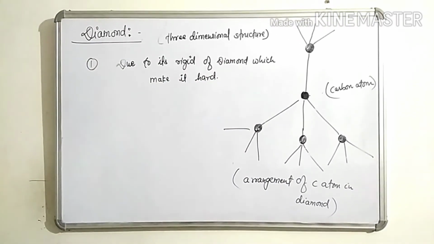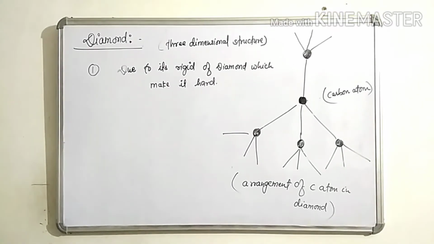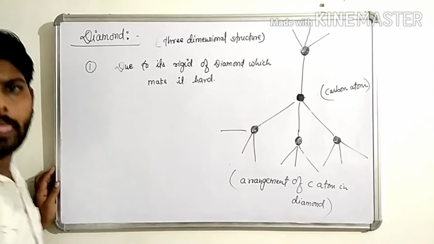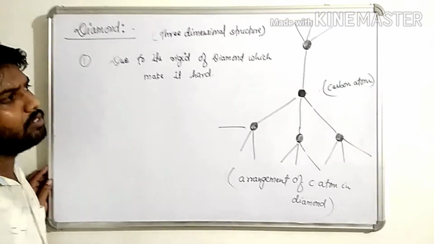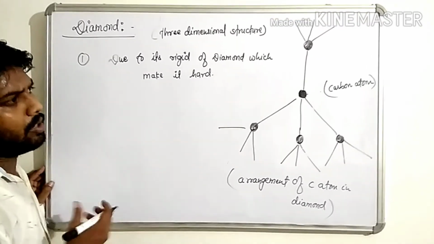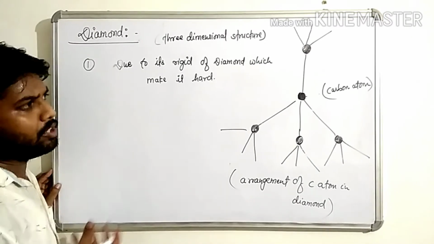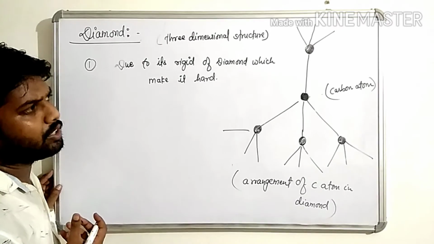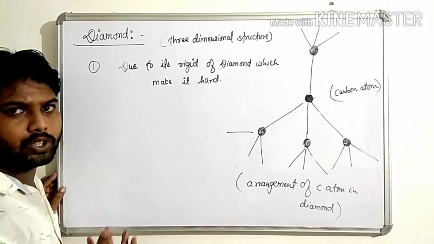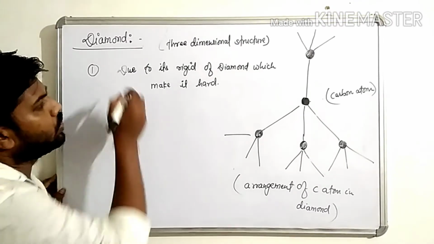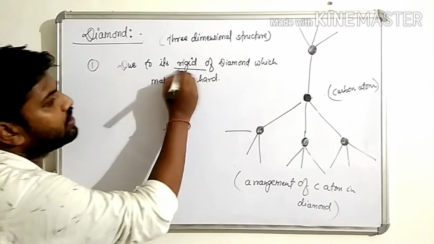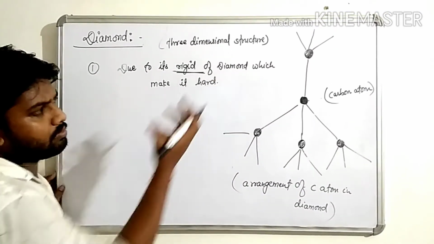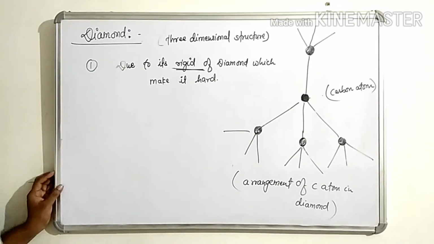Okay, children. That is why diamond is used in making glass cutters, borers, and in drilling also. Okay. Now, due to its rigid structure, diamond is always hard.